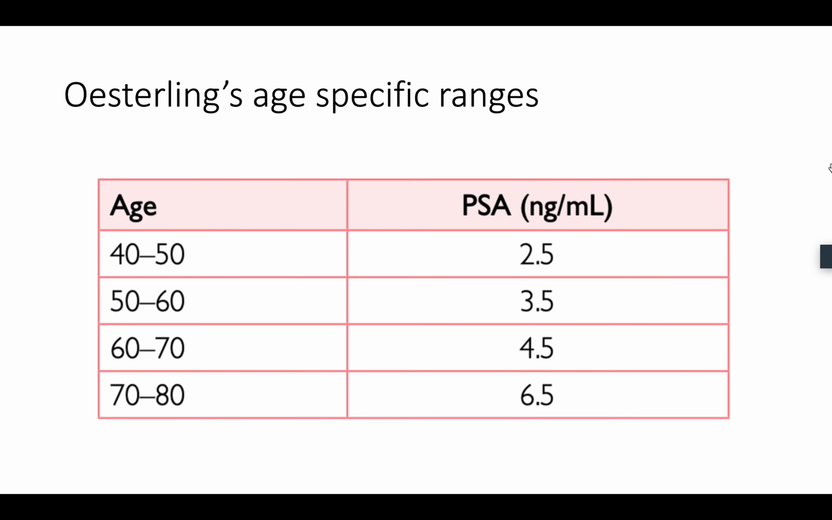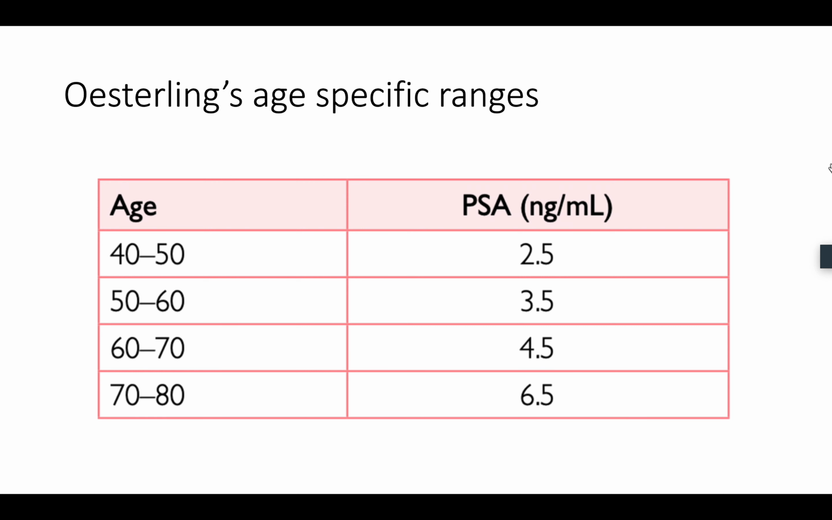Okay. Ostling's age-specific range is slightly different to what you have said. What you have said is also present in a few guidelines. You can follow any of them, but you should know which one you are following. Ostling's is much easier to follow. For example, it starts at age 40 to 50, and then 50 to 60, and then 60 to 70, and then 70 to 80. Above 80, there is no real normal PSA range.